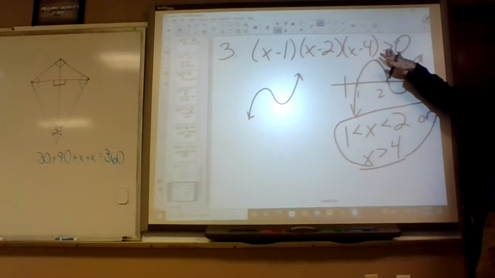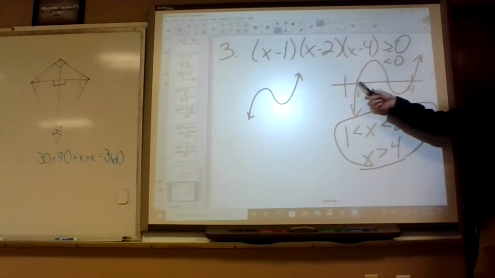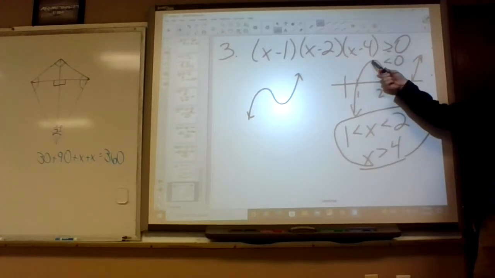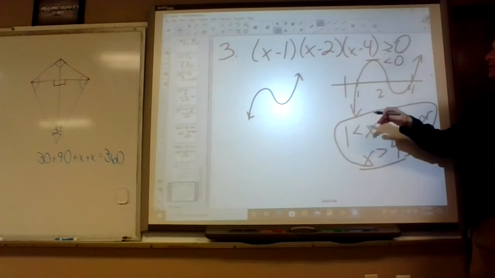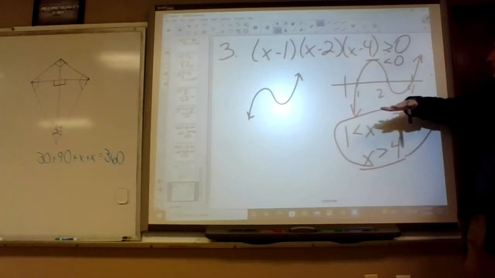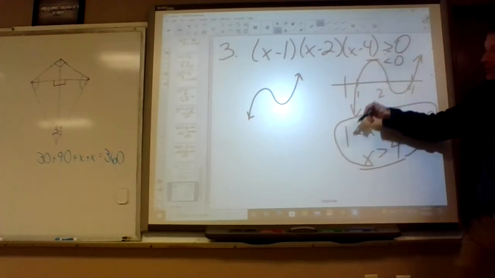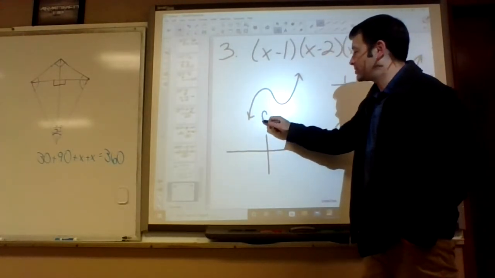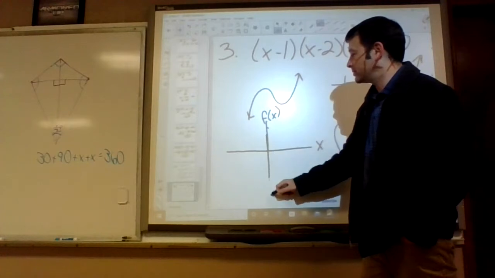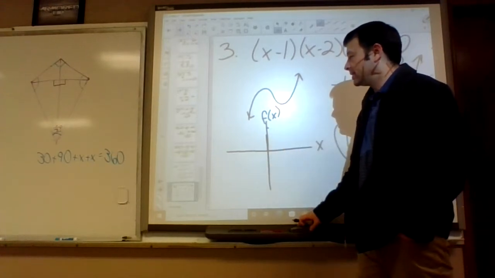Greater than 0 means positive, right? Where's the function value going to be positive? So when x is 1.5, for example, it's going to have a positive function value, whatever that is hitting. The y value is basically the function value.